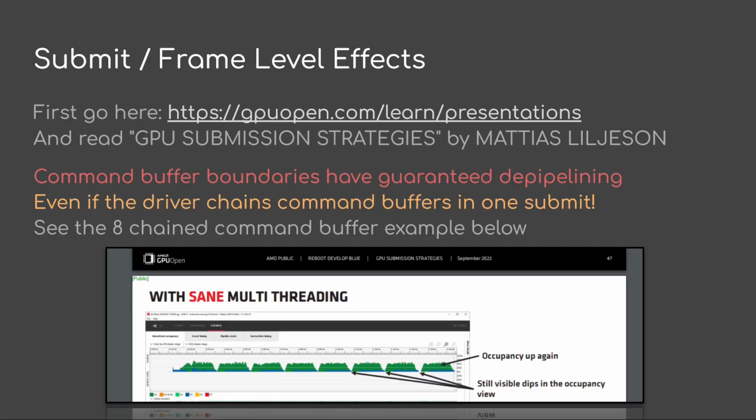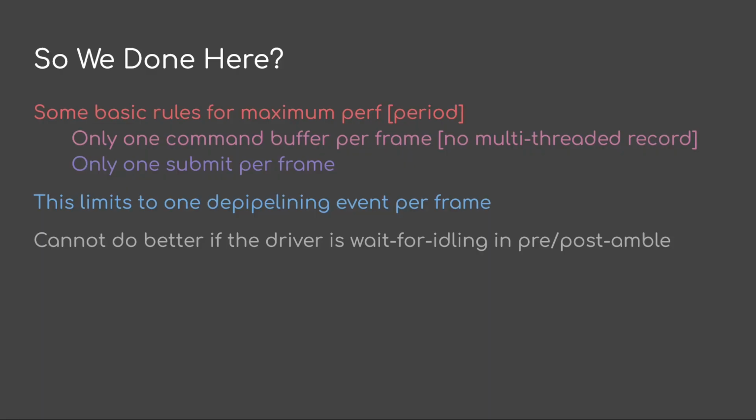What about submit and frame level effects? Well, first thing you should do is go read this article, GPU Submission Strategies, that AMD published. It's fantastic. What happens at command buffer boundaries? Well, they have guaranteed depipelining on AMD. Even if the driver chains command buffers in one submit, it depipelines them. So are we done here? Possibly. Let's start with some basic rules for maximum perf.